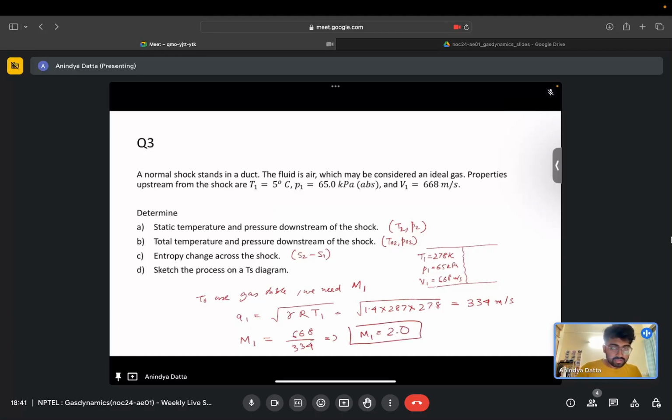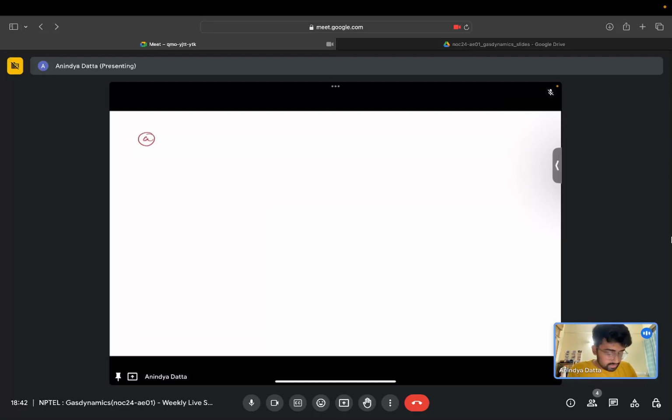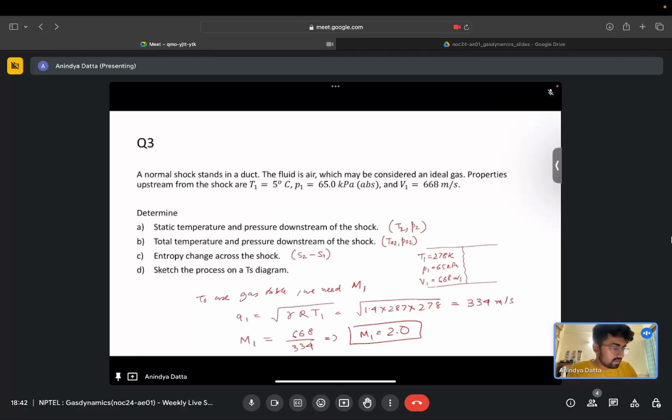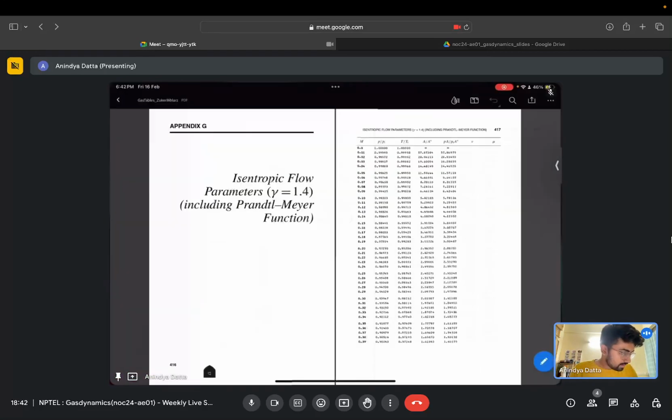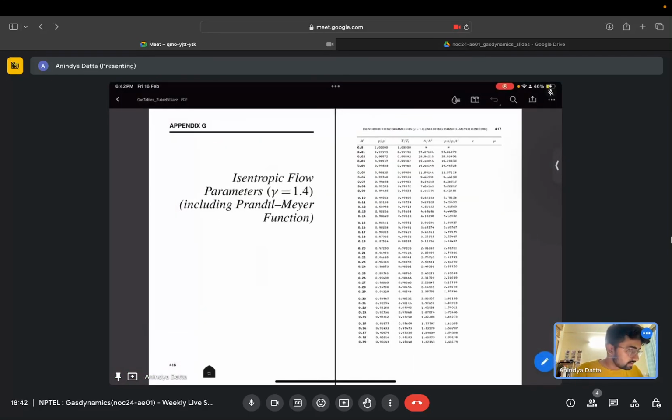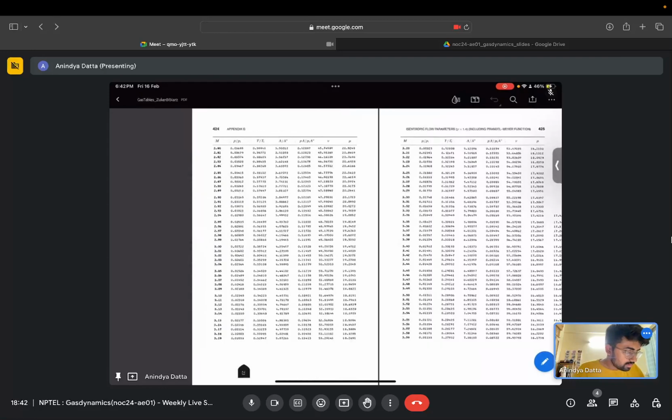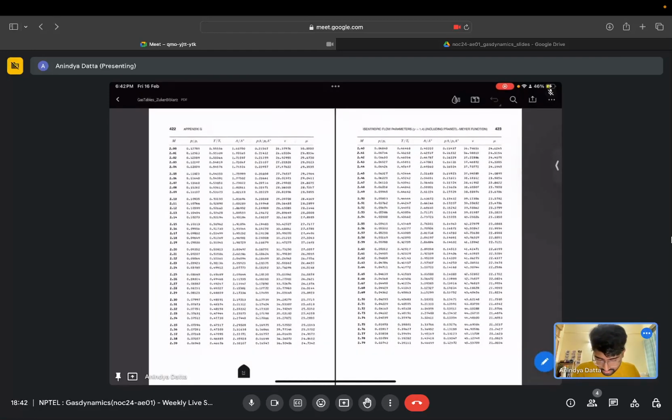So now we can find the values. First, we have to find the static temperature and static pressure downstream of the shock. For this we need the ratios T2 by T1 and P2 by P1. So let's go to the gas table. I have this PDF open. Our upstream Mach number is 2.